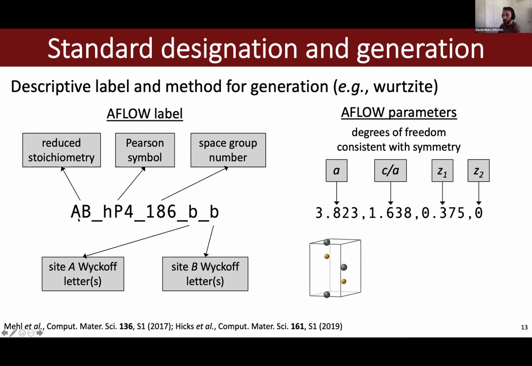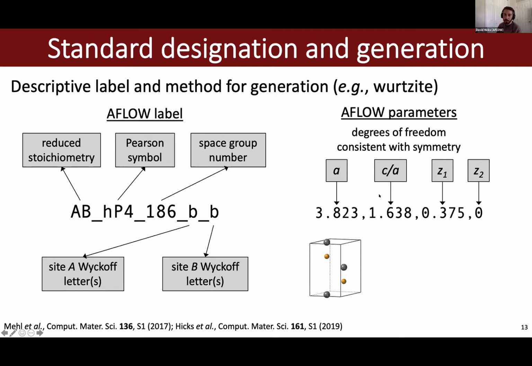So in this case, site A has Wyckoff letter B, and so on and so forth. This alone isn't enough to generate a structure because there are degrees of freedom that we need to specify, such as the lattice parameters or certain coordinates. And so we need the AFLOW parameters. But here we only need a finite subset. So we only need the lattice parameter A, C over A, and then these are actually Wyckoff Z coordinates.